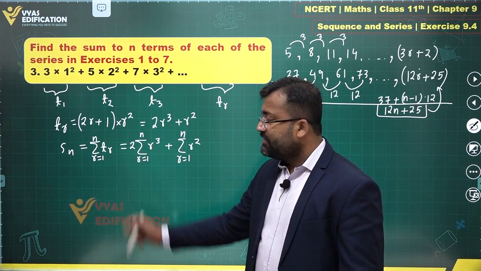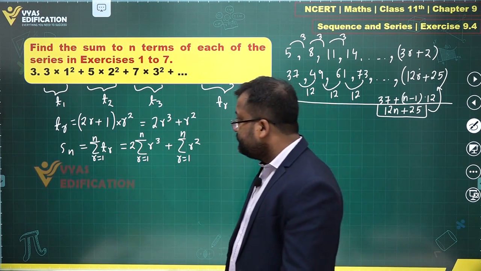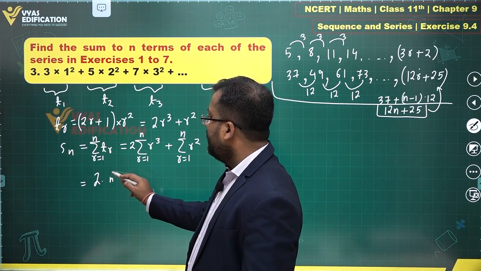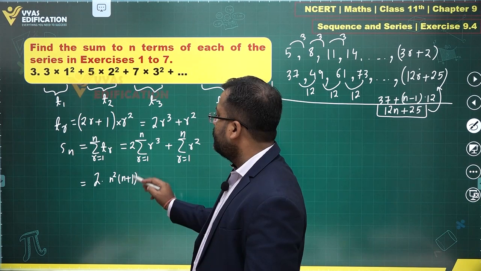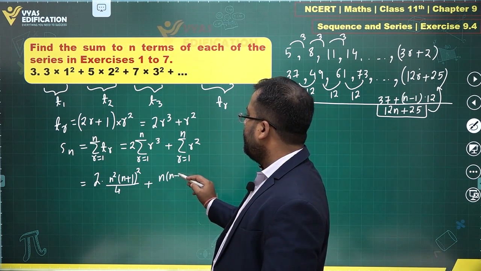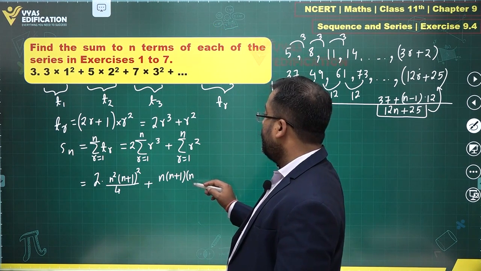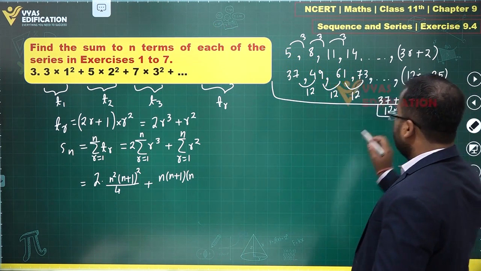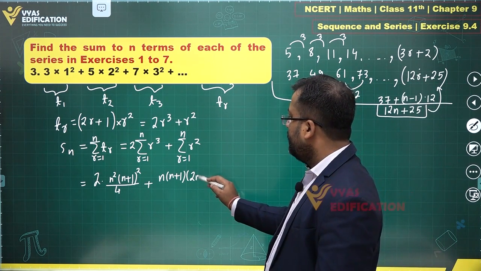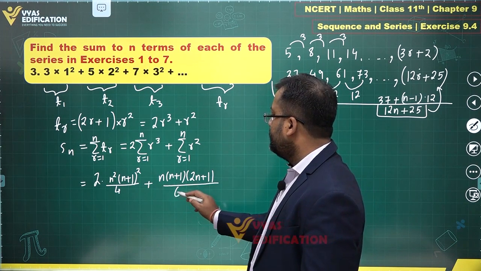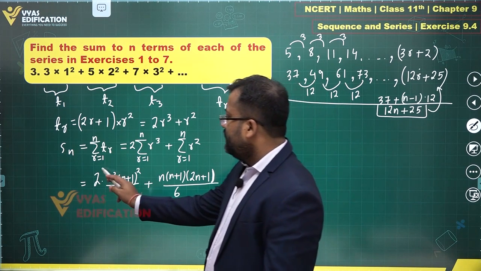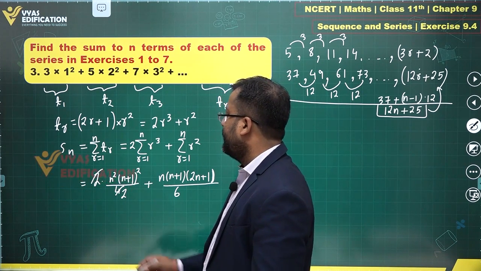That constant comes out because it is not dependent on r. What is summation of r cube? That's 2 outside: n square, n plus 1 square upon 4, plus, what is this? n, n plus 1, 2n plus 1 by 6. This is what you have. Is that okay? Yes. This 2 cancels this 4, you get a 2.